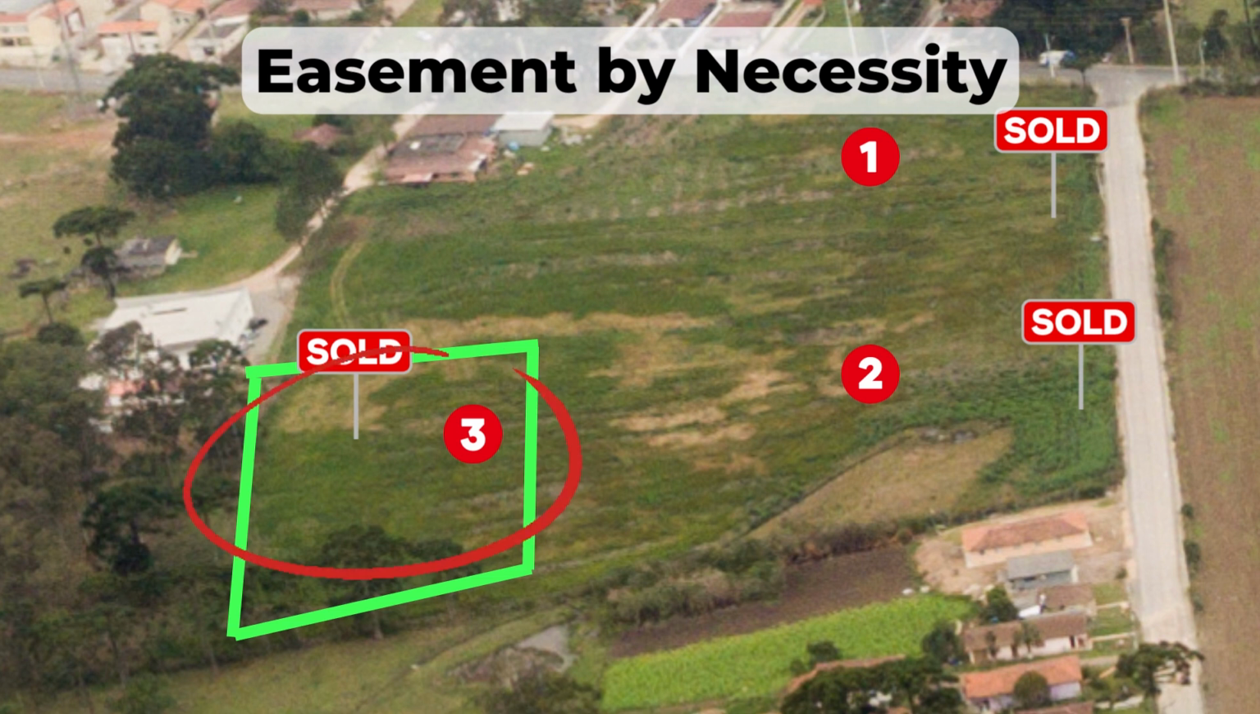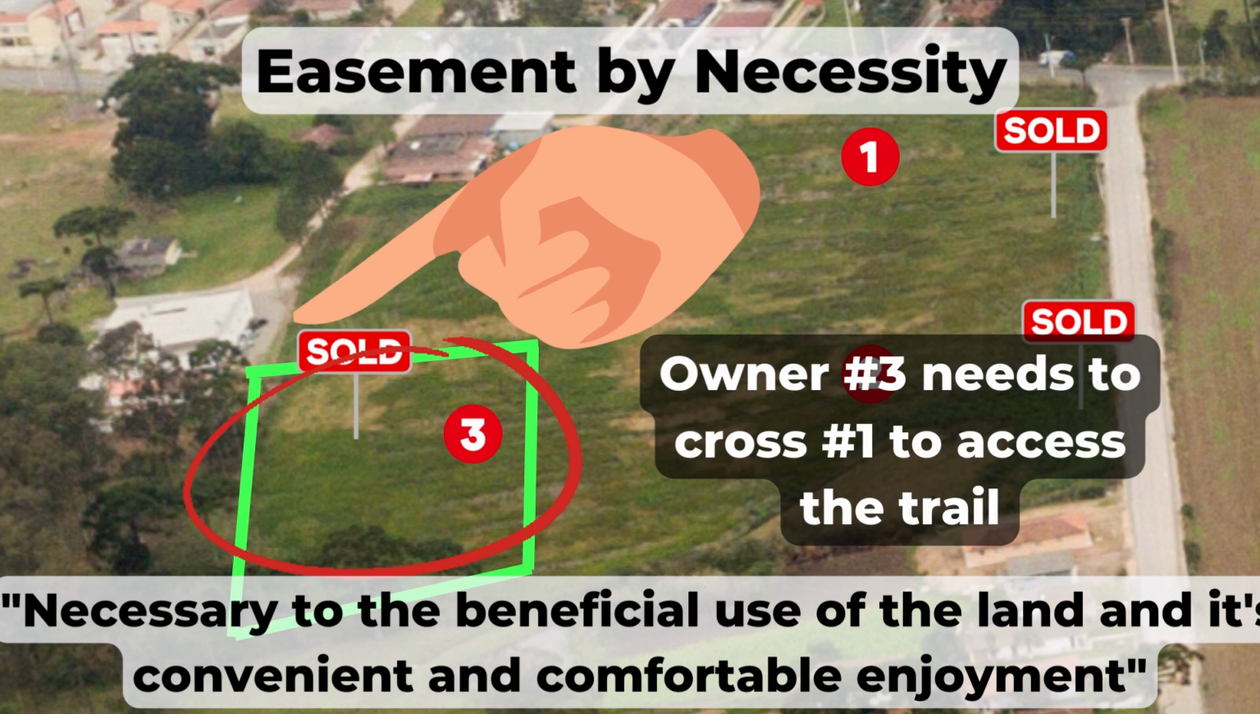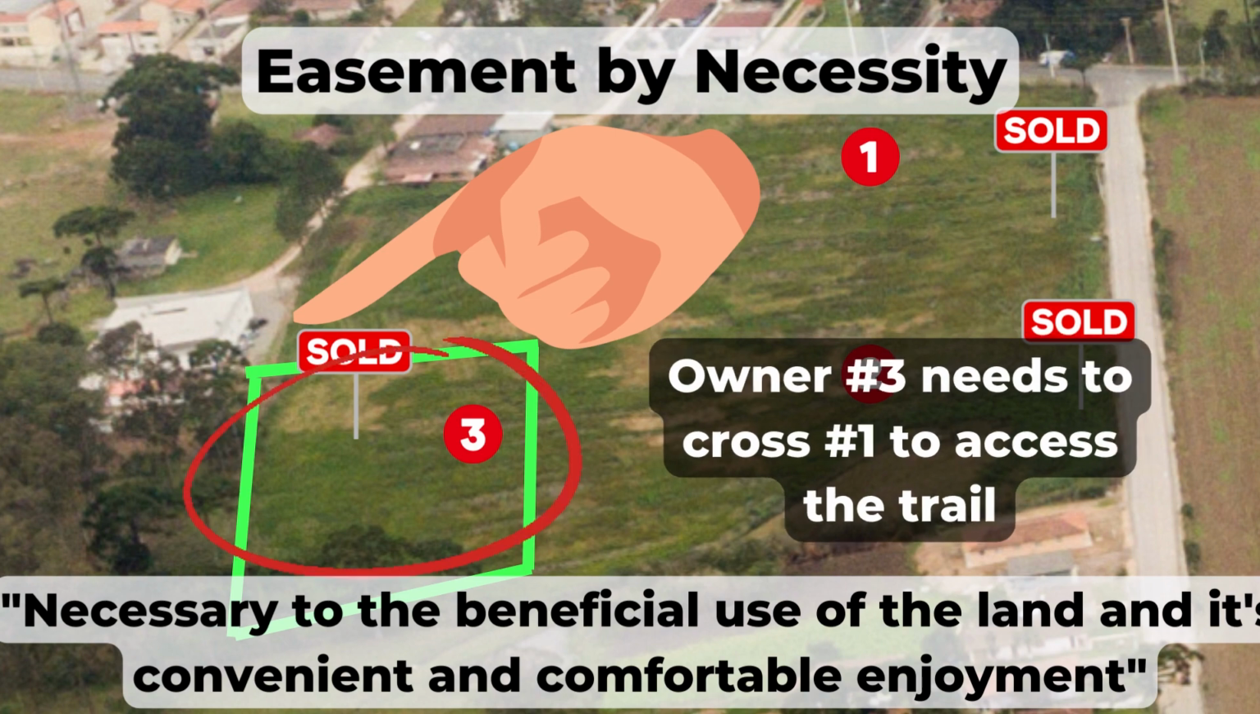If there is any conflict when that happens, the owner of the landlocked parcel would claim an easement is needed to access their property. You can find this stated as necessary to the beneficial use of the land and its convenient and comfortable enjoyment. If there is a refusal by the servient tenant, and by proving such necessity, the landlocked tenant can file a lawsuit to force the easement.